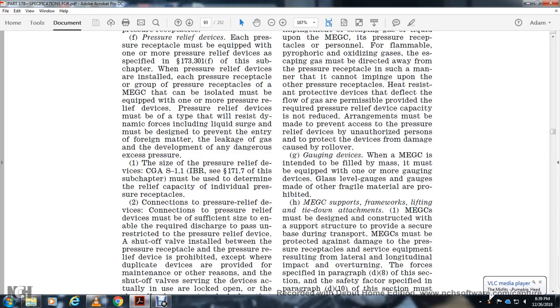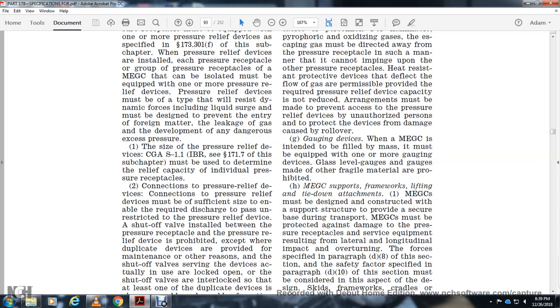The MEGC supporter frameworks, lifting and tie-down attachment. The MEGC must be designed and constructed for the supporter structure to provide separation during transportation. The MEGC must be protected against damage to the pressure receptacle and surface equipment resulting from lateral and longitudinal impact and overturning, with the force specified in paragraph D8 and the safety factors specified in paragraph D10.